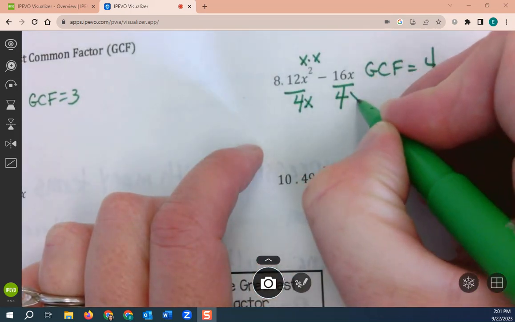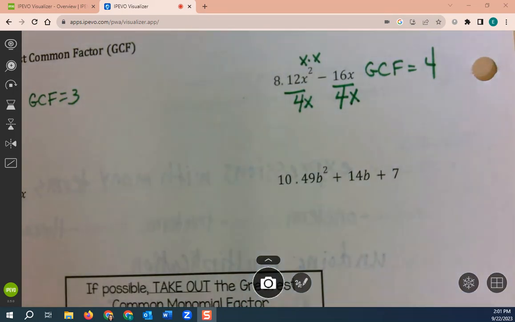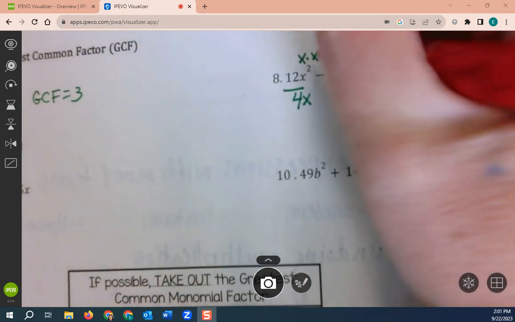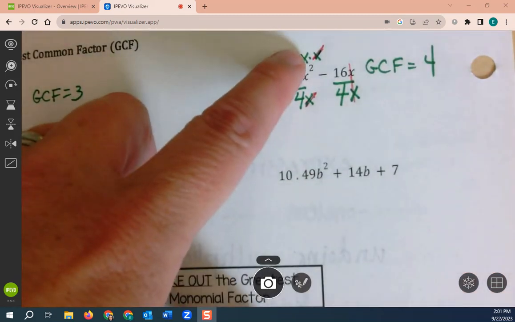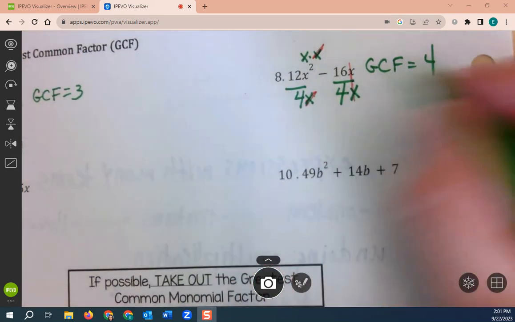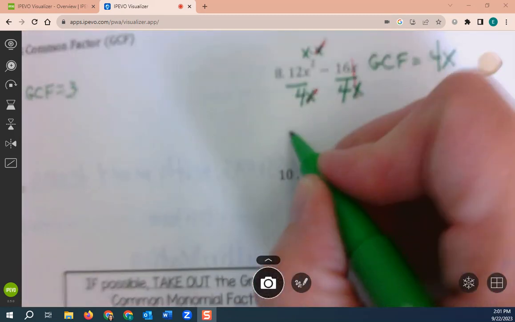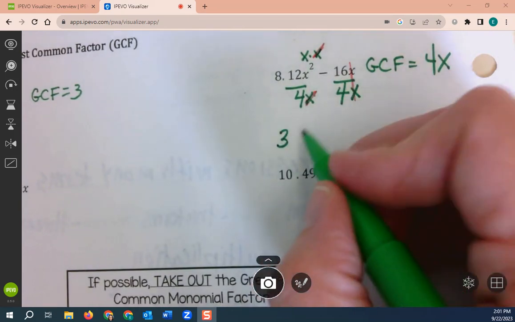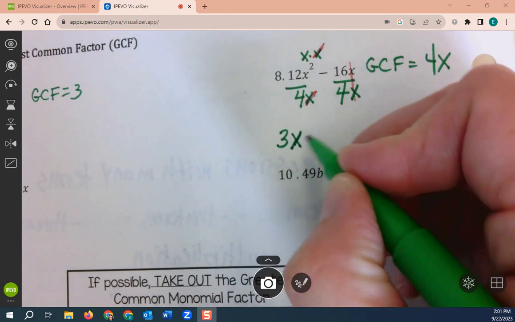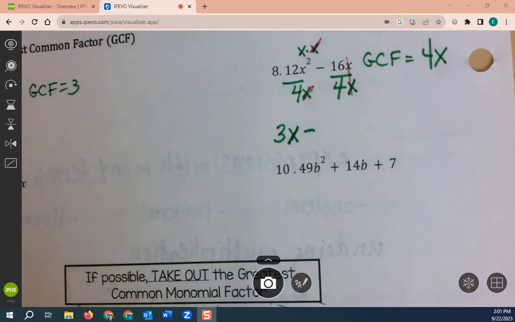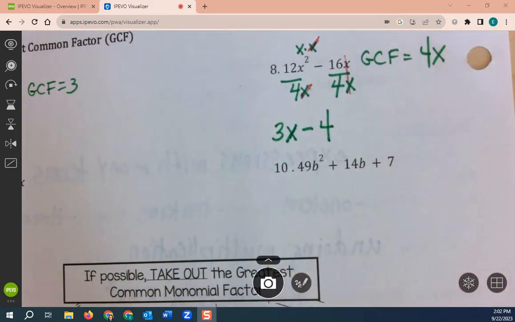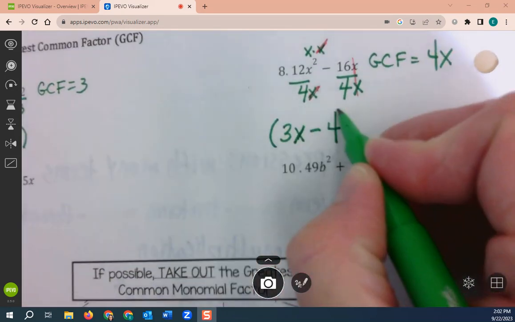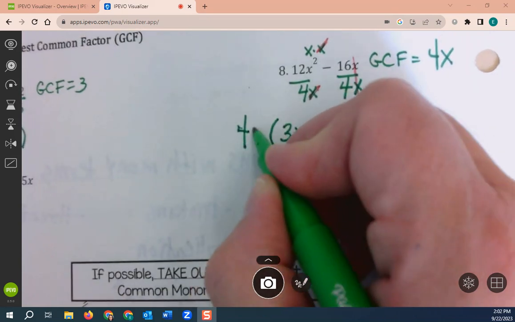And this one is just x. So if I take out x like this, then these will cancel completely, like that. And this x will cancel out with this one. So I still have an x left on this one. So actually your GCF is 4x. 12 divided by 4 is 3. And I still had one x that didn't cancel out. That goes there. Minus. Okay, the x is canceled. So 16 divided by 4 is 4. All right, so I do have to put the parentheses. And the thing that I factored out has to go on the outside.